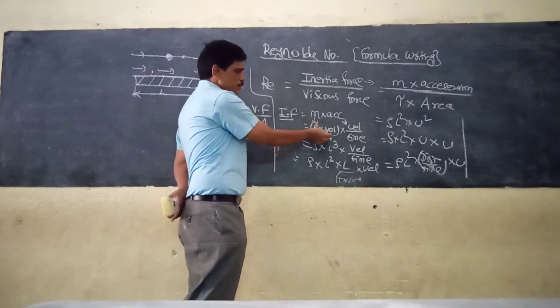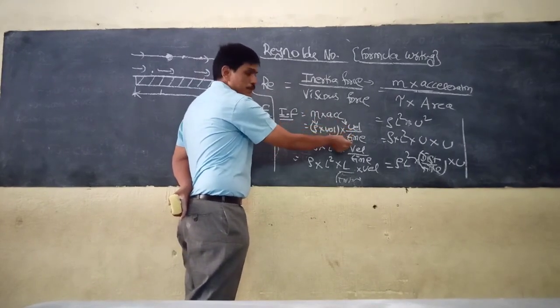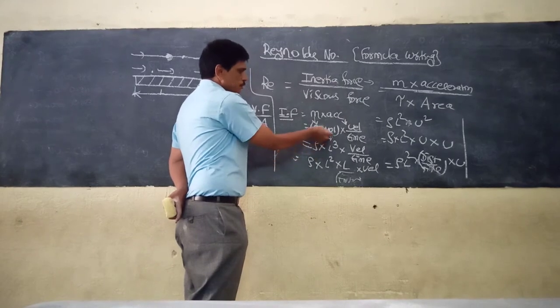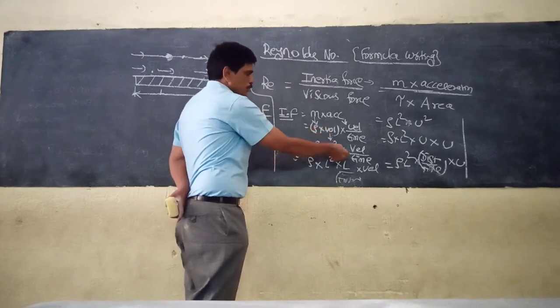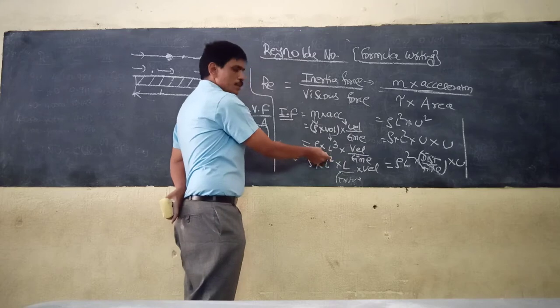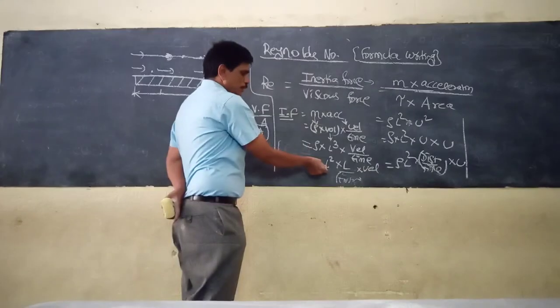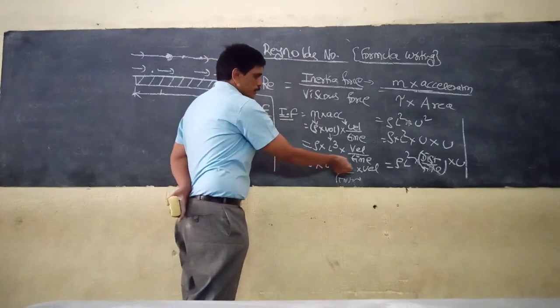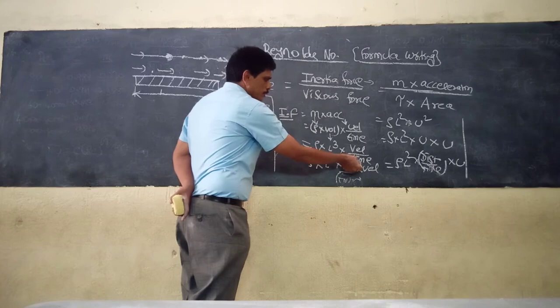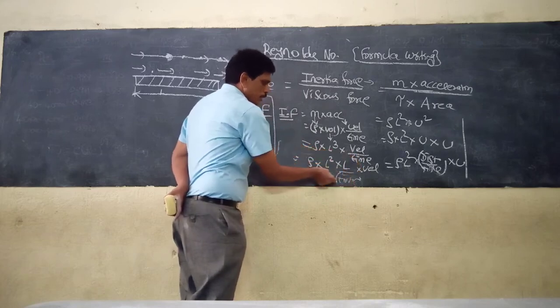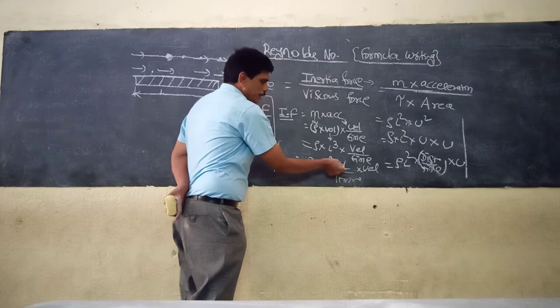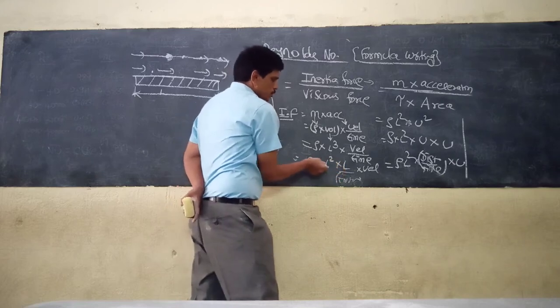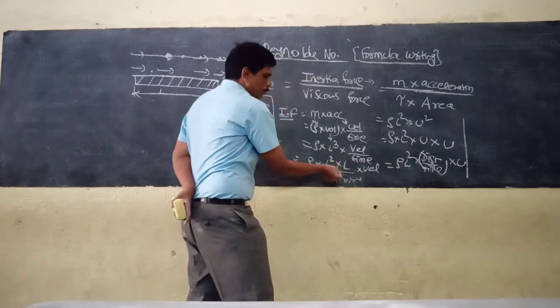Mass is density into volume. Acceleration is velocity by time. So density into the dimension from the volume is L cube into velocity by time. This L cube is rearranged and written as L square into L. The time in the denominator is brought to another term under L. So this is rho into L square into L by time.